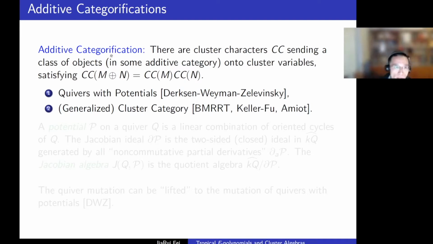There are two well-known additive categorifications. One is given by the quiver with potential, a result of Derksen, Weyman, and Zelevinsky. The second approach is through the generalized cluster category.